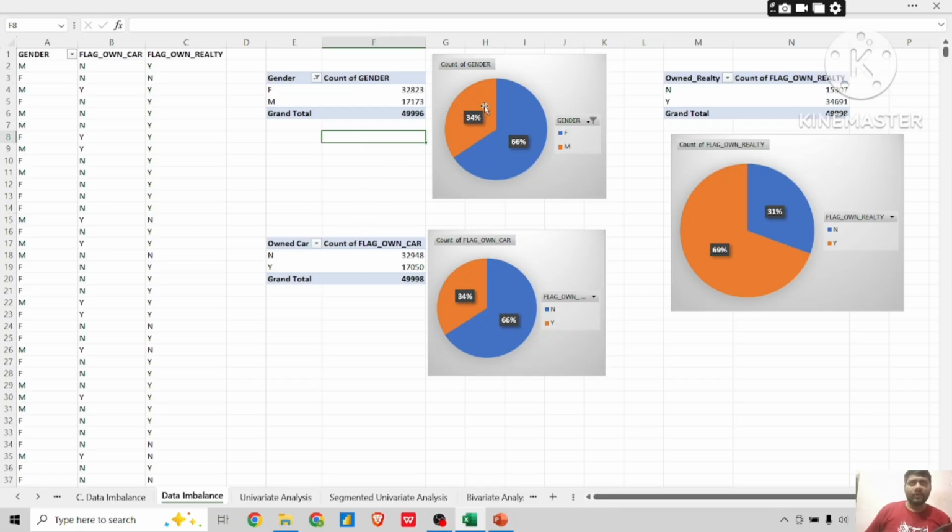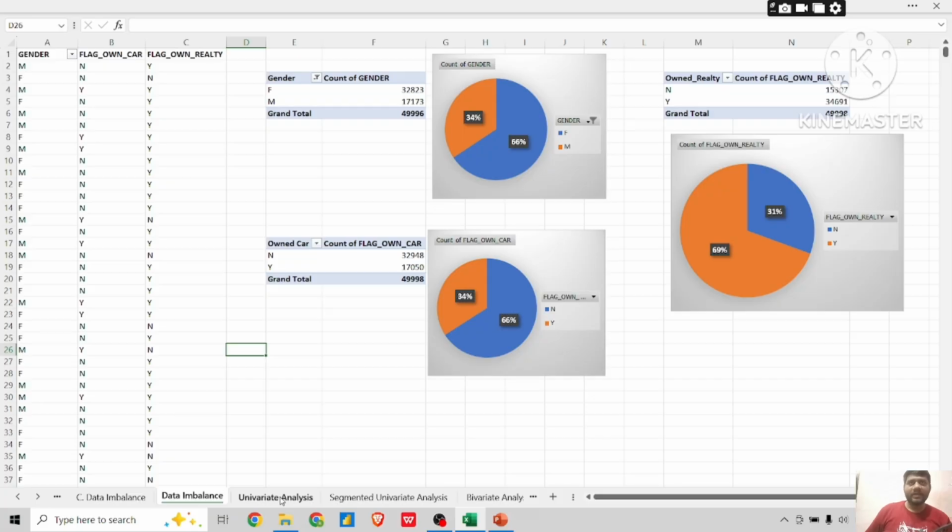Why is this so important? In predictive modeling, especially in a binary classification problem, an imbalanced data set can lead to models that are biased towards the majority class. Without proper handling like resampling or using class weights, the model might fail to correctly identify potential defaulters.